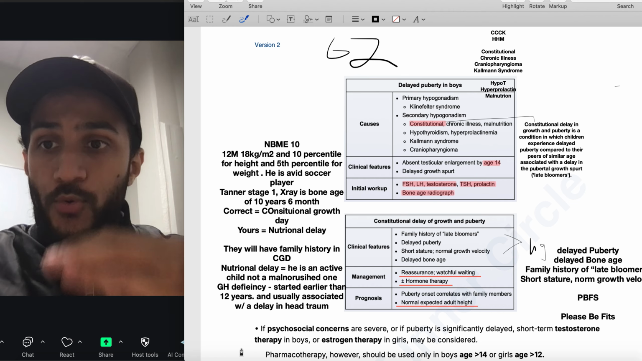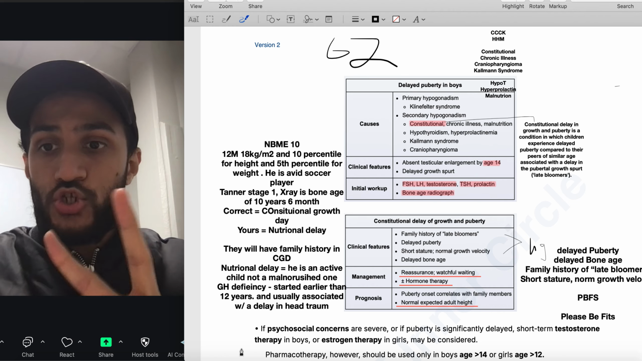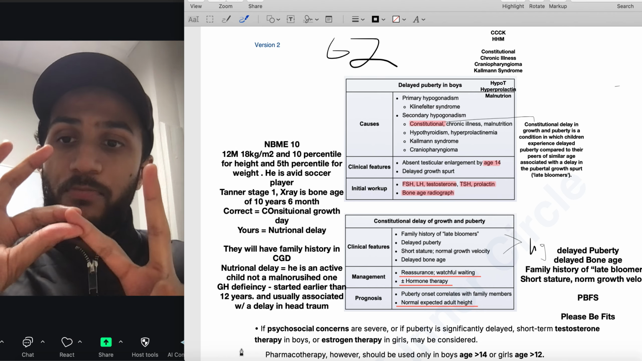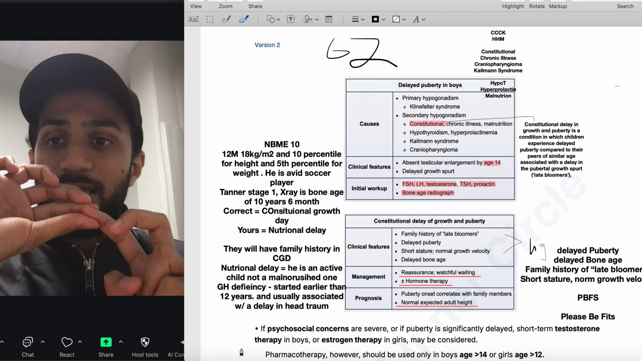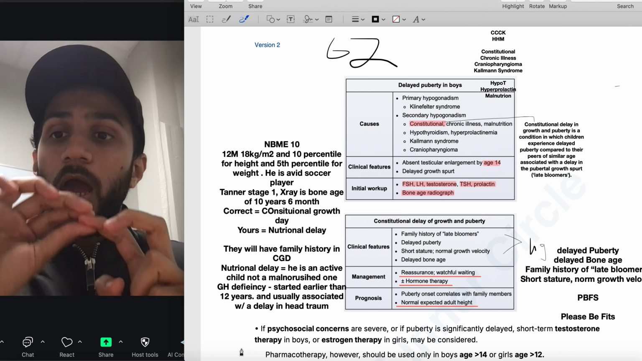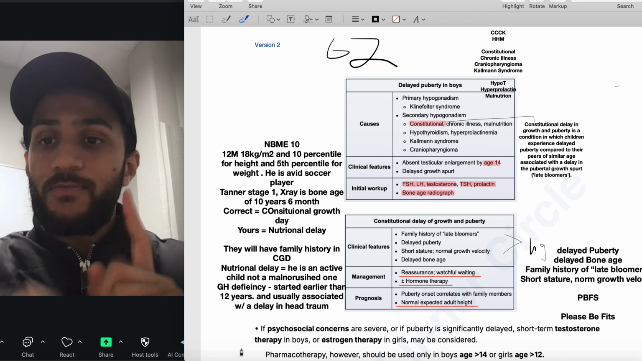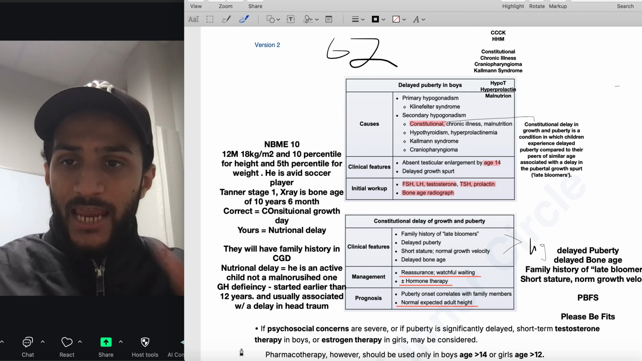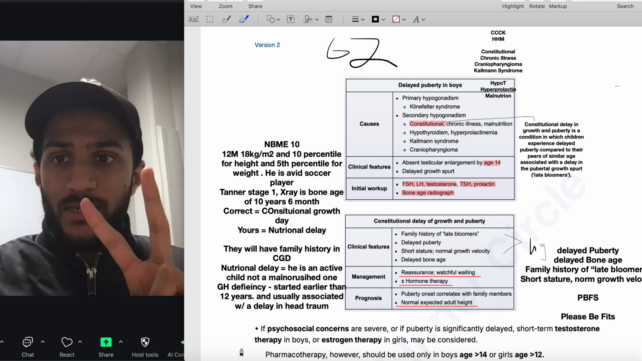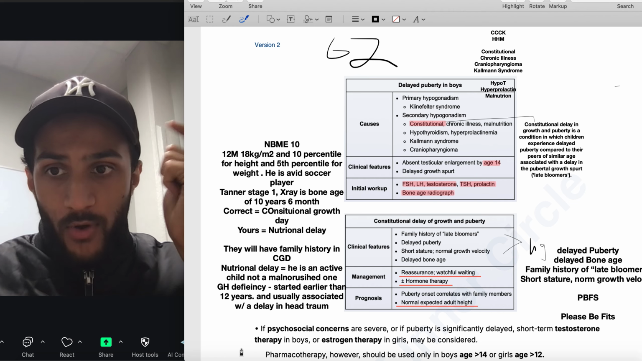For delayed puberty in boys, we can divide this into two key categories. One is primary delay, and the other one is secondary delay. Primary delay is going to be any sort of problem with your gonads. Secondary delayed puberty is any sort of problem with the brain.